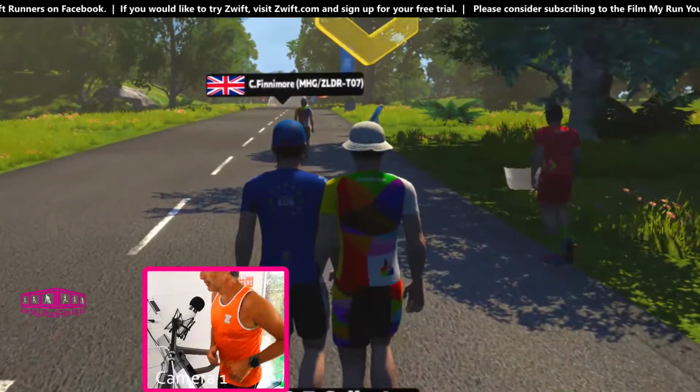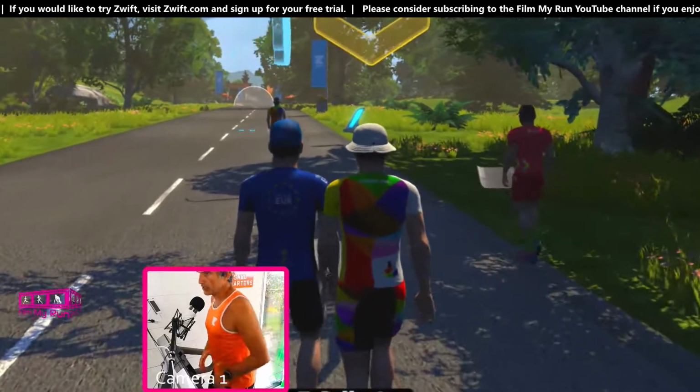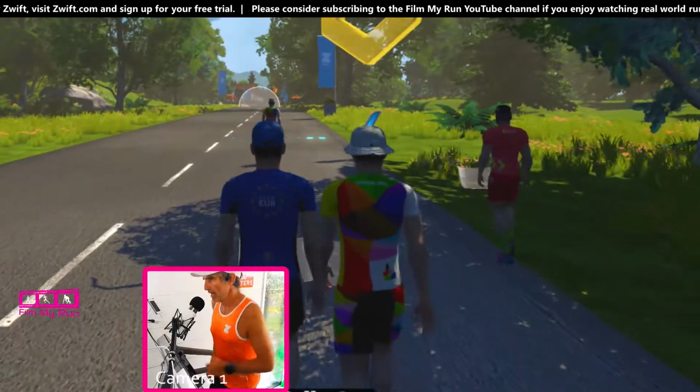So a nice steady 10 kilometres an hour. Just going to increase the speed in a minute. There's the arch up ahead.